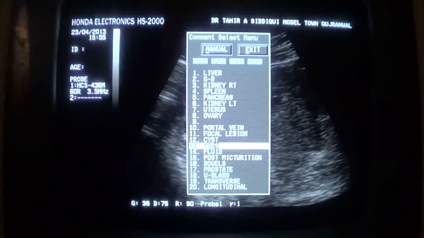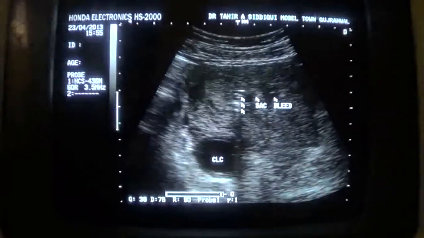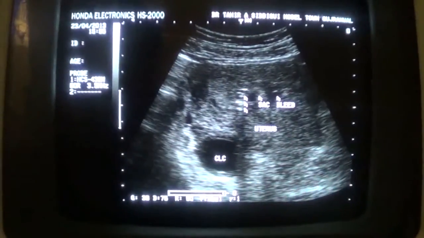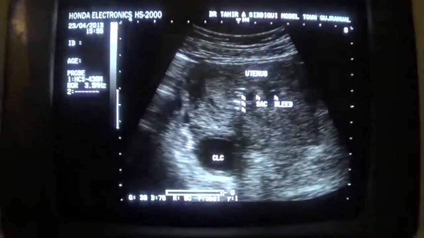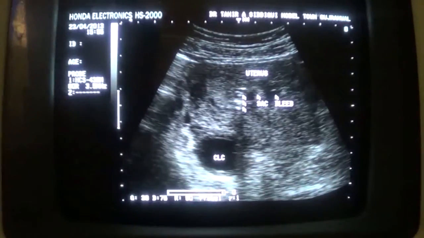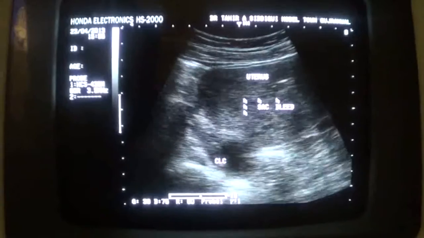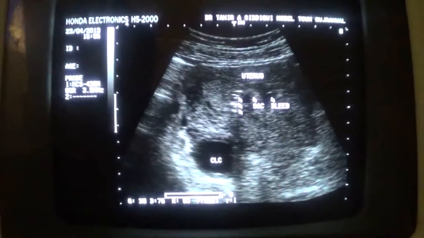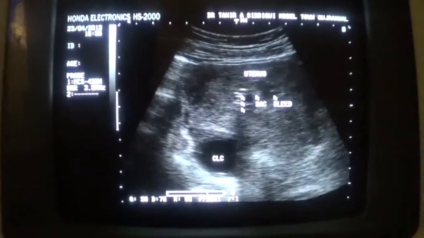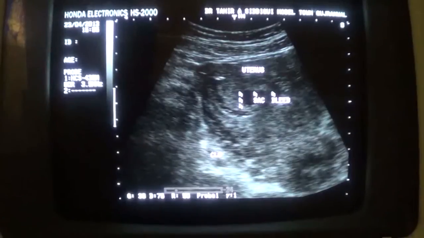So this is the uterus, all of this. So this is a case of incomplete abortion with retained products of conception as well as fetal parts.